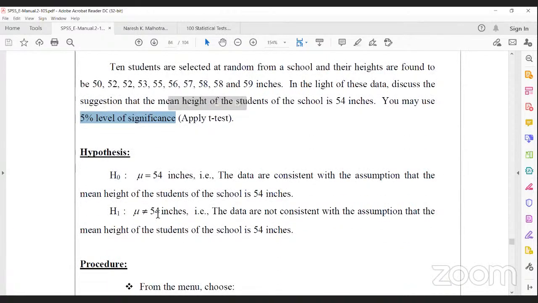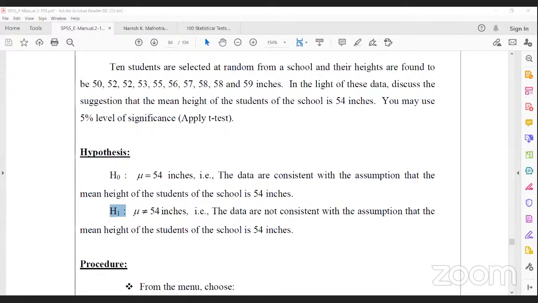So what is our hypothesis now? See here, what is mu? Mu is our cutoff point, 54 inches. The null hypothesis says the data are consistent with the assumption that the mean height of the students of the school is 54 inches. The alternative is the opposite of this one. Are you getting it? Yes, sir.